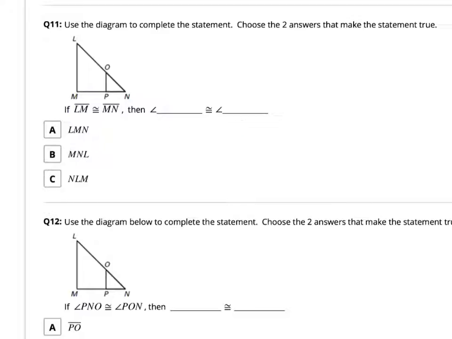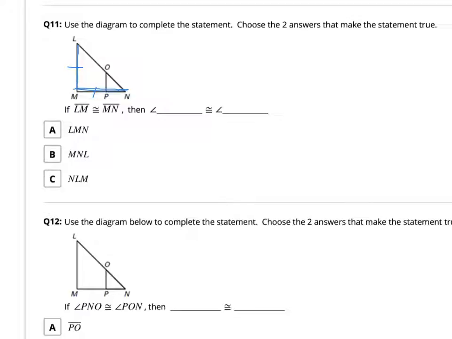So it tells us that LM is congruent with MN. So these whole sides here are equal to one another. Whoops, that was pretty bad. But right here, you get my drift. So then what angles are congruent to each other?